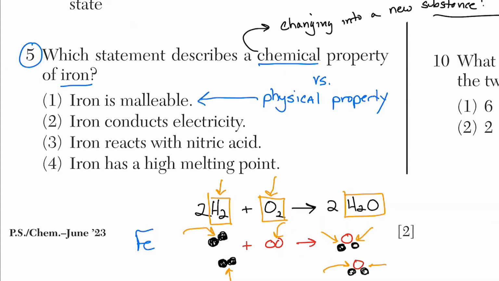Iron conducting electricity is about how well it has free moving electrons, but it conducting electricity doesn't change the compound. Copper is in our wire. Think about that. Electricity flows through copper. It's not changing. Okay. Iron has a higher melting point. The melting, freezing, and boiling point are also physical changes.